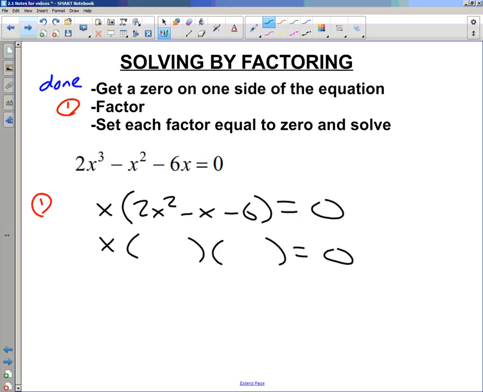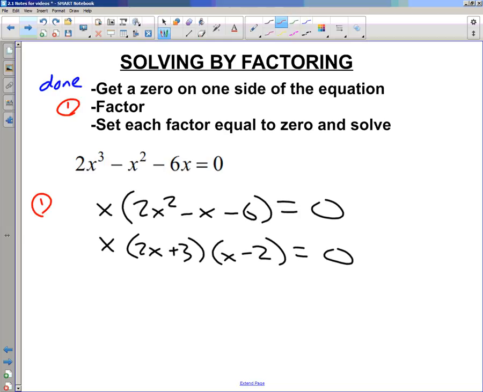All right, so I'm going to need a 2x squared. That's going to be 2x times x. And we have a minus 6 there, so we need factors of 6. How about 3 and 2? And careful with our signs to make sure that we get what we need to, and yes, that should work. Okay, so that was our factoring step.